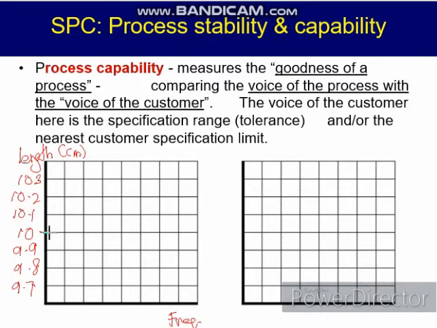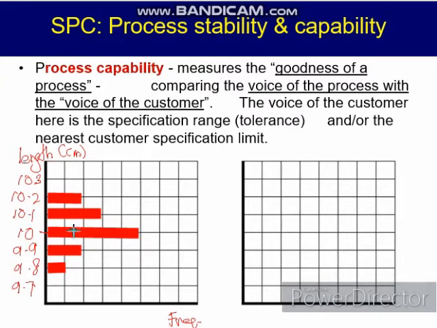So maybe at the length of 10, you have maybe 4 or 5 units, right? Length of 10.1 centimeter, you have like 3. 10.2, maybe you have 2, right? And then at 9.9, you have maybe 2. 9.8, you have 1, right?